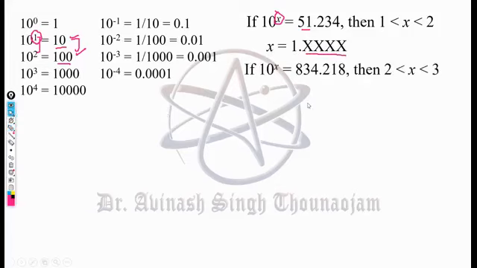Now I want to convert this 834.218 into the form of 10 raised to something. So I can write this number as 2 point something something.